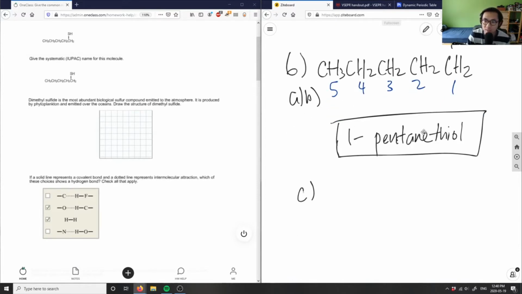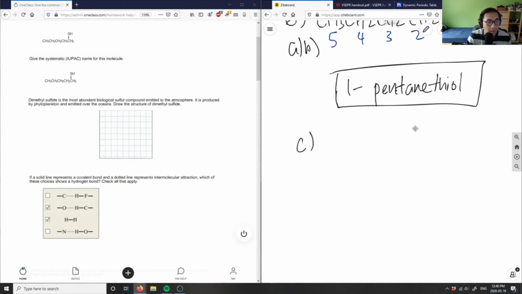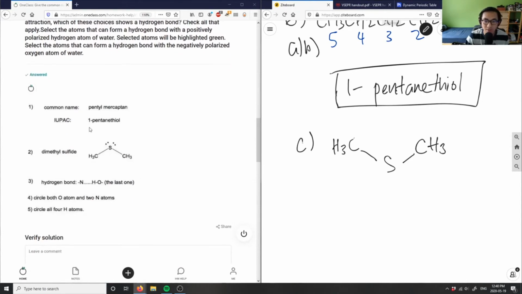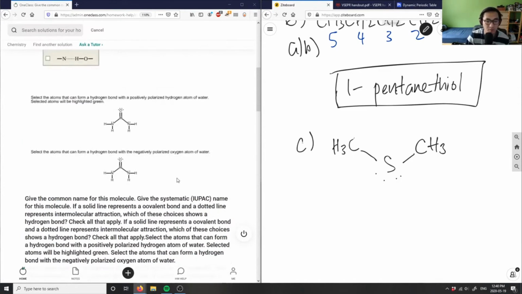So C is asking us to draw the structure of dimethyl sulfide. Again, I have an S here, my sulfur atom, and I have 2 methyls attached. You can think of this as H3C and this as CH3. There's 2 methyls, dimethyl, and a sulfide atom here. So this is dimethyl sulfide. And again, this is the correct solution as well. You could have written the lone pairs like this person did, which actually makes it more accurate, which I kind of like. So this is a great solution as well.